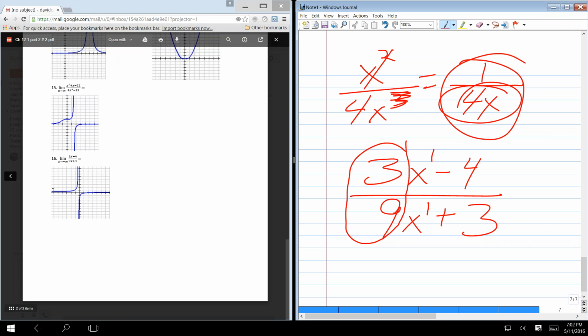You'll notice that it's not on the x-axis. It's above the x-axis for both right and left. In other words, the end behavior as x goes to negative infinity is 1/3. The end behavior as x goes to positive infinity is 1/3.